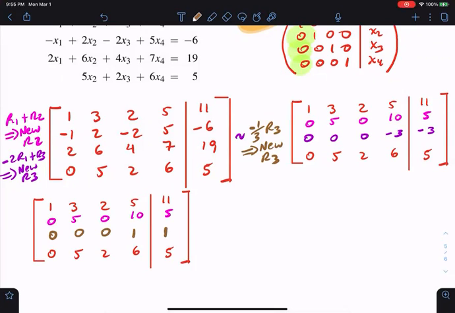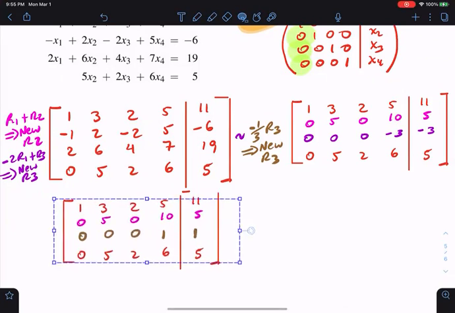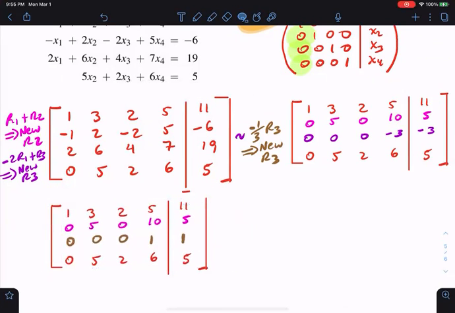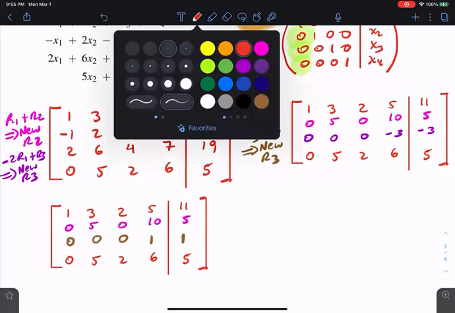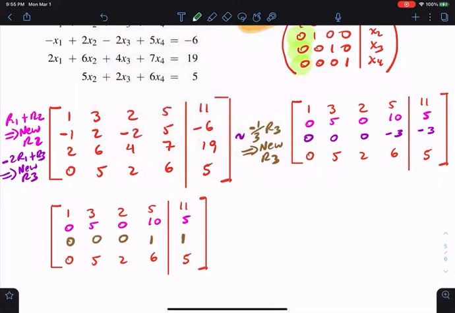Now, I can do a row exchange, right? Because we need 0, 0, 0, 1 in the last row. So I'm going to do a row exchange here. I'm going to do it in a different color. Let's do that in green. So row 3 swap with row 4, and that will give me new row 4.